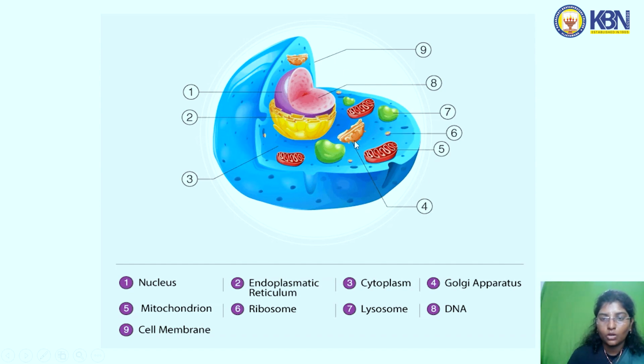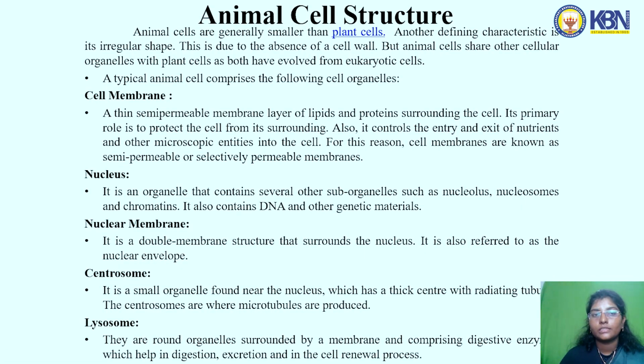This is called the Golgi apparatus. This one is the mitochondria. This one is the ribosome. Seventh one is the lysosome, and this is the wire. Inside the nucleus we can observe the genes like DNA, and next the outer protective layer is called the cell membrane. Next, the animal cells have parts like cell membrane, nucleus, nuclear membrane, centrosome, lysosome.